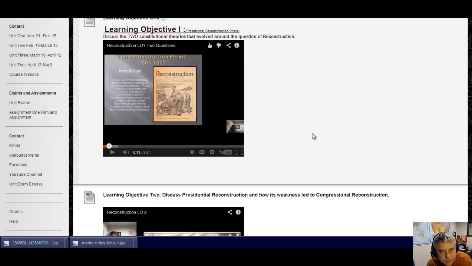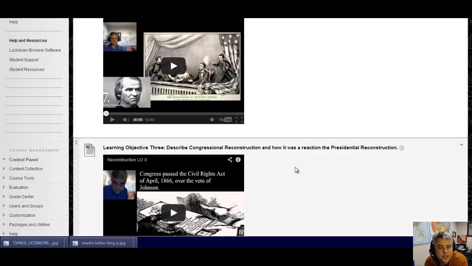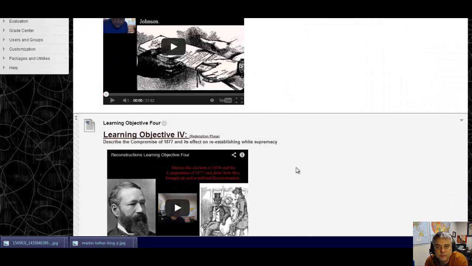When you're done with this, don't worry if you don't get it or not. Just move on to the next one. Write down learning objective 2: discuss presidential Reconstruction and how its weaknesses led to congressional Reconstruction. Write that down. Same thing: click, view it, listen, write down notes. Do write notes, but don't worry if your notes are right or wrong, or if you get it or not. Learning objective 3, same thing. Learning objective 4, same thing. Just go through it. You probably won't get it, and then walk away.